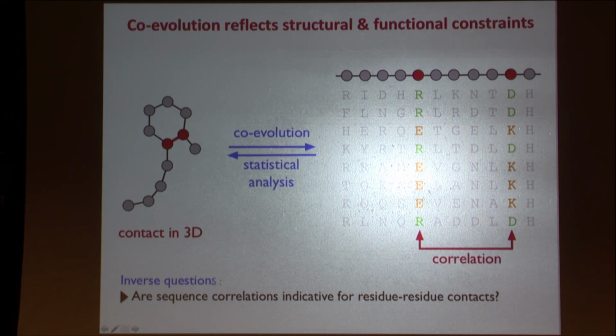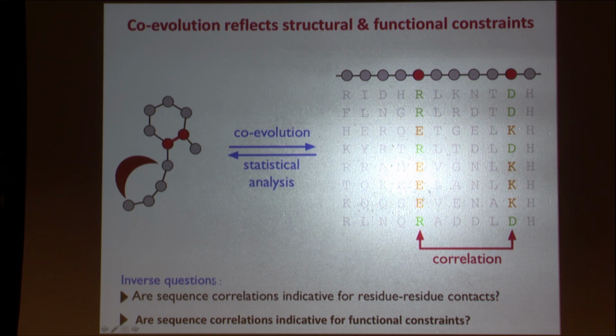Okay. And in fact, you could have also other reasons for large correlation. For instance, if you have a ligand which is binding on this part of the protein, that would create some correlation between the identities of the amino acids, because you have to bind in a specific way. You don't want to bind this kind of ligand, for instance. So there might be also functional sources of correlations.